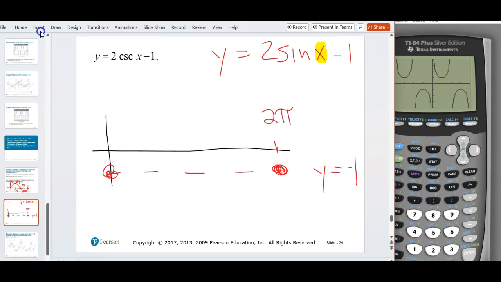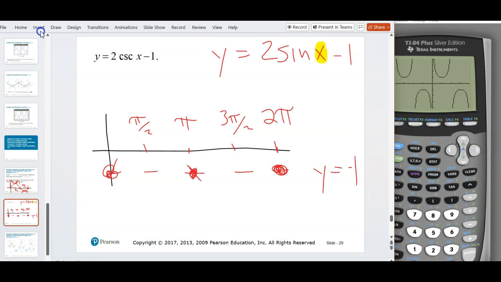Again, it's just x, so the period's 2 pi. And then halfway between there at pi, we're going to be back on the midline. All right, and then halfway there and halfway there at pi over 2 and 3 pi over 2, we're going to get to those high points and low points. Again, it's positive 2 sine, so we're going to rise initially, and then at this 0, we're going to fall.